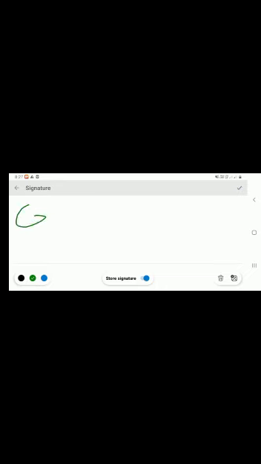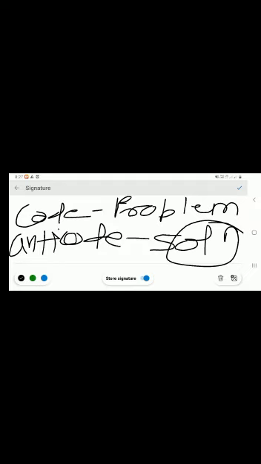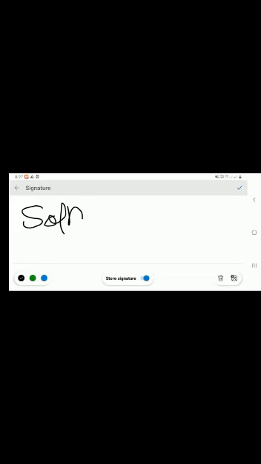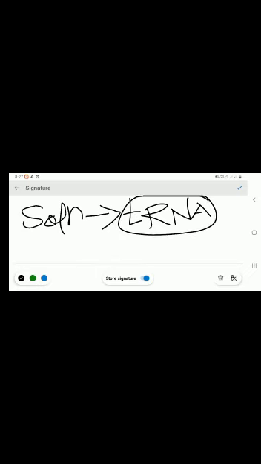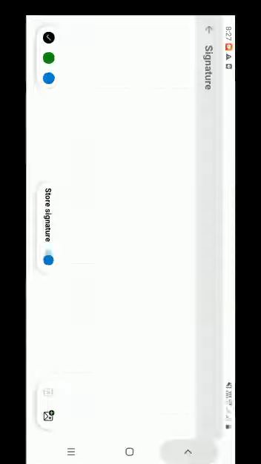See, this is the code. We said that code is a problem. And anticode, as you know, is the opposite. The opposite of a problem is a solution, so the anticode is a solution. Now this solution is given by the tRNA. Why? Because tRNA carries amino acids. So the solution is with tRNA. Okay, this is simple.